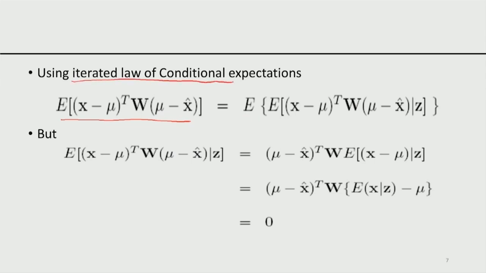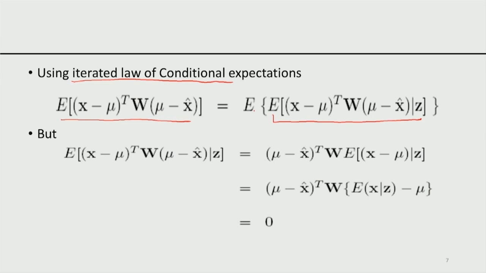iterated conditional expectations. So what is the basic idea? First, I could consider the conditional expectation of this quantity, (x minus mu) transpose W (mu minus x hat), given Z. If you calculate this conditional expectation, it becomes a function of Z, and then you take another expectation with respect to the distribution of Z to get rid of the randomness with respect to Z as well. So the inside one is given Z, the outside one is expectation with respect to Z.